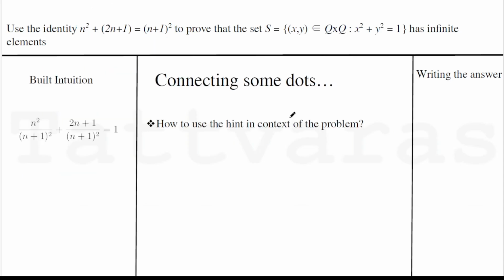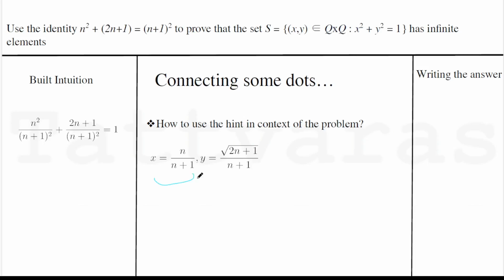Now that we have the hint as more usable, how do we actually use the hint? And in a way, it's simple. If you think of this as x square and think of this as y square, then this adds to 1. Now you just have to rationalize in a way that x and y are rational. So let's start with that.